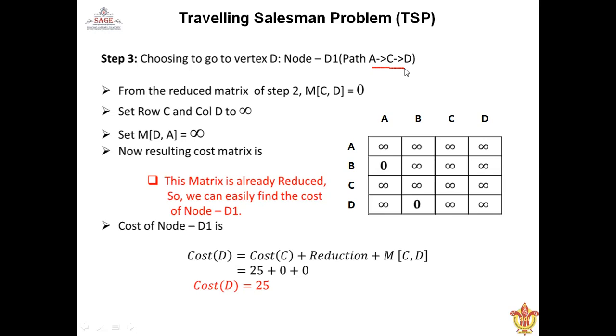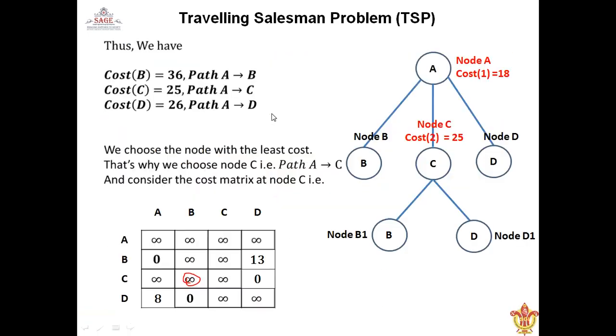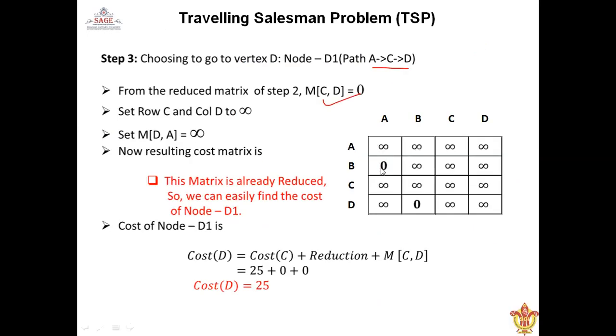A, C and D. Okay, it means C to D. See the value in that matrix itself, it is 0 given over there. Let's see the previous slide once. C to D is what? 0. So we are going to take the value from there. C to D is 0. We'll have to make row C infinity and column D infinity. So row C is infinity, column D is infinity.